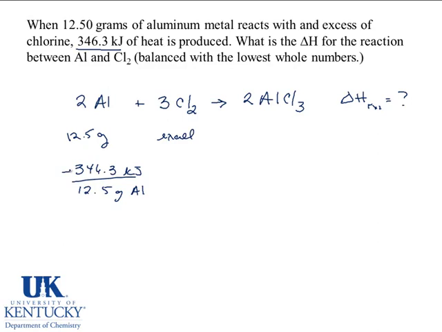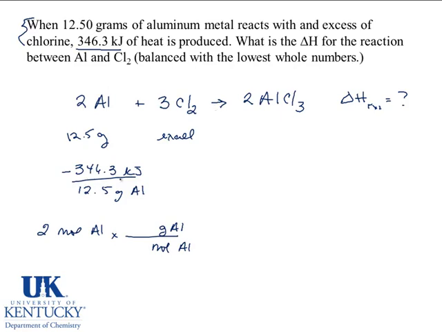It's exothermic. But we don't want to know it for 12.5 grams. We want to know it for 2 moles of aluminum. So we take the 2 moles of aluminum, and we first convert moles of aluminum to grams of aluminum, because if we can do that, we are able to use this relationship that we were given by the problem up here. We'll be able to use that information to get the final delta H for the reaction as balanced.